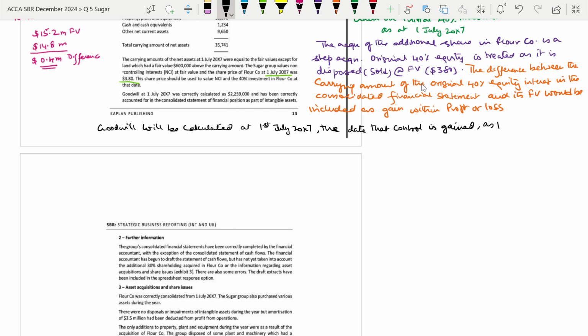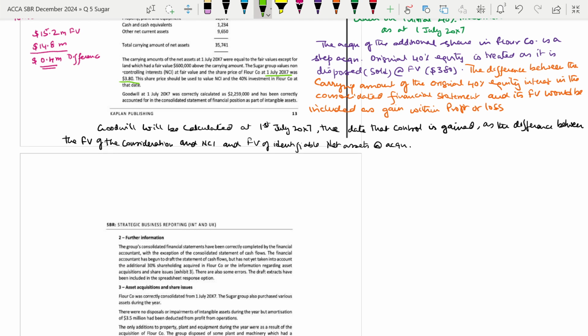What is the procedure for goodwill? It is the difference between the fair value of the consideration and the NCI and the fair value of identifiable net assets at acquisition. You have to mention this. The writing part is very important, I am telling you. You can write it in shortcut, nothing will happen.